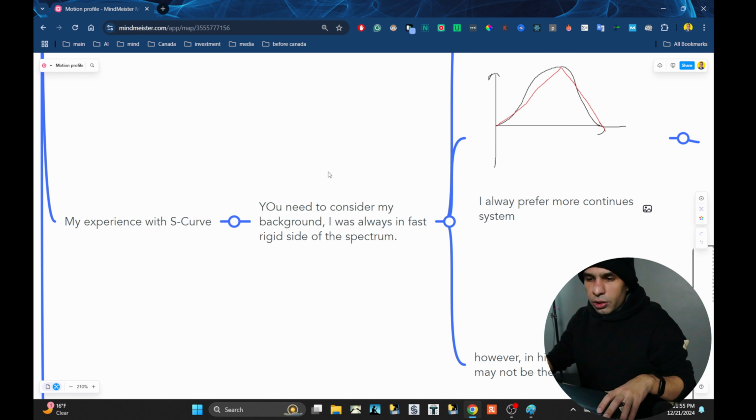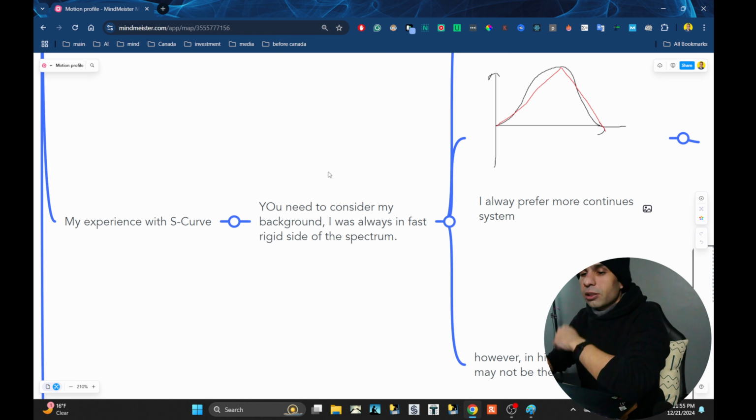So first you need to consider my background. As mentioned, I'm in the rigid spectrum, fast and rigid. What does rigid mean? Rigidity is very important. So, for example, what is a non-rigid system?